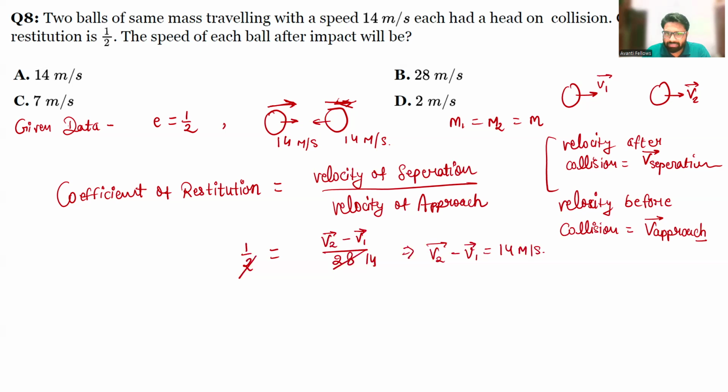Now since this is a head-on collision, and these balls have the same mass, m1 is equal to m2, which means the velocity after separation is also distributed equally. Clear?